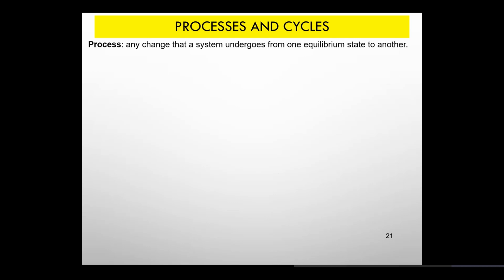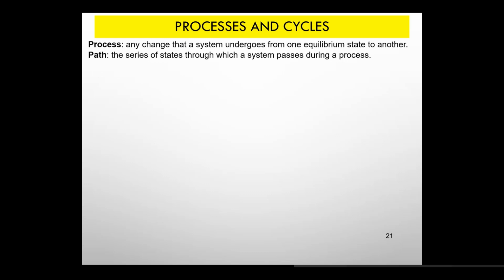But the process is defined by equilibrium states. One equilibrium state is changing and a new equilibrium state is being acquired. The process takes place through a path. And how do you define the path? Path is the series of states through which a system undergoes a change.